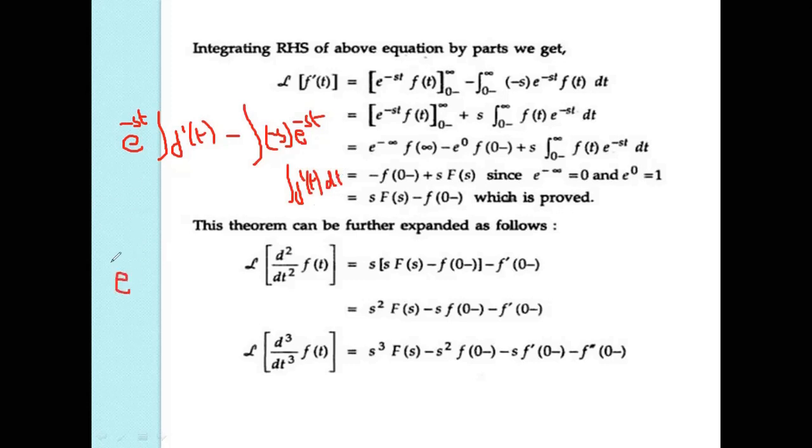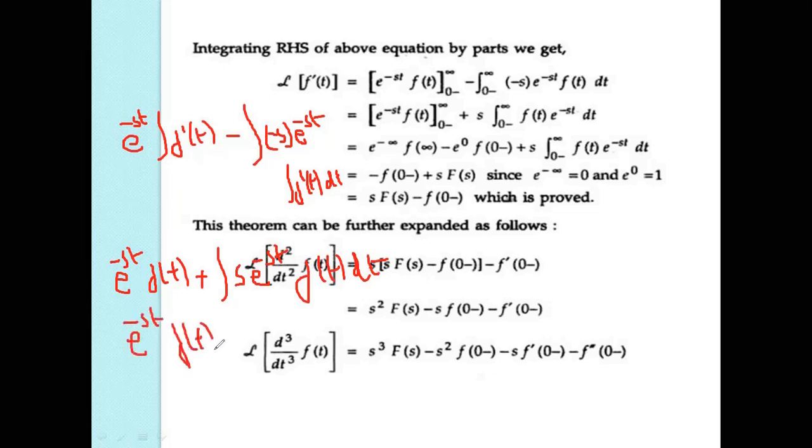Okay, so e power minus st, the integral of f dash of t is f of t, minus the integral, which is already here, so plus s into e power minus st. What is the integral of f dash of t? Again, it is f of t dt. So e power minus st f of t plus s into the integral of f of t e power minus st dt. Got it, my dear students?